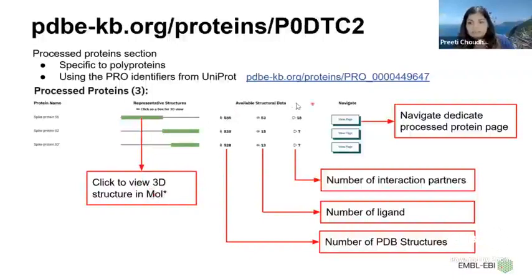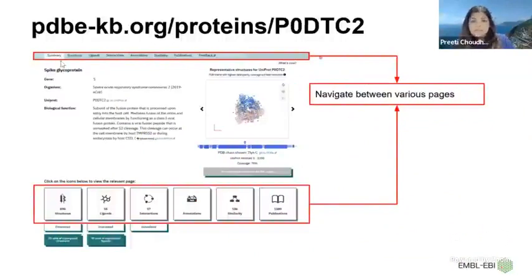And you have these icons showing you a quick glance of available structural data. For instance, number of PDB structures, number of PDB ligands, and number of interacting partners. And you can also view the dedicated processed protein page using this button over here. Between all these various sections, you can use the navigation bar and click on the corresponding tabs to navigate between various pages. Alternatively, you can click on each of these icons to view the relevant page.